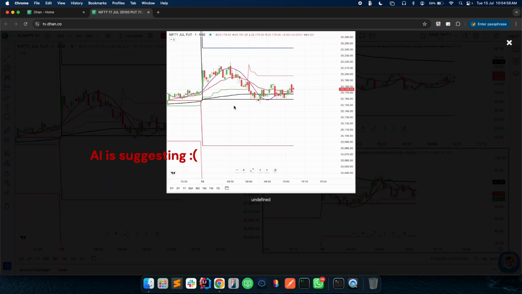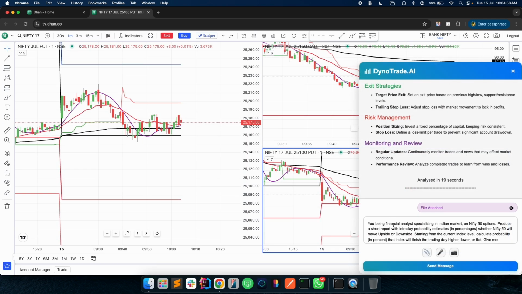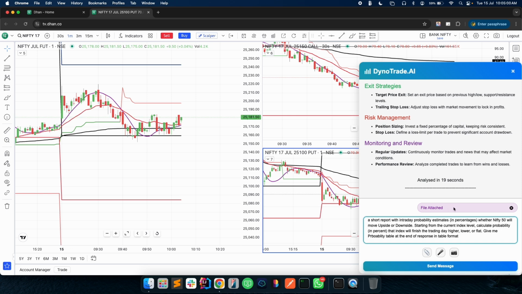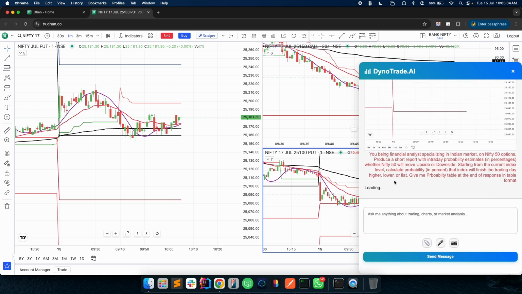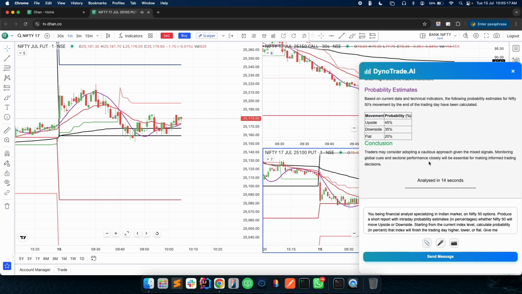Okay, so this is a chart which I'm going to put in, and I'm asking it to analyze and come up with the high probabilities, right? Let's send it. Let's see what it is suggesting. Based on that, we will take a trade. As you know, it might take 10 to 12 seconds to analyze and come up with a possible entry criteria.